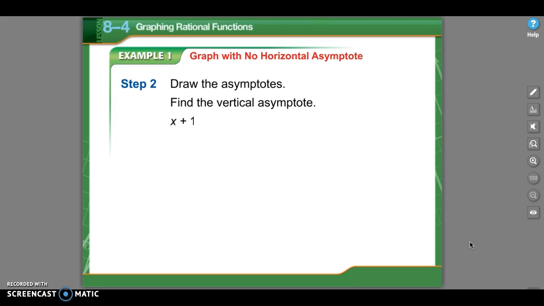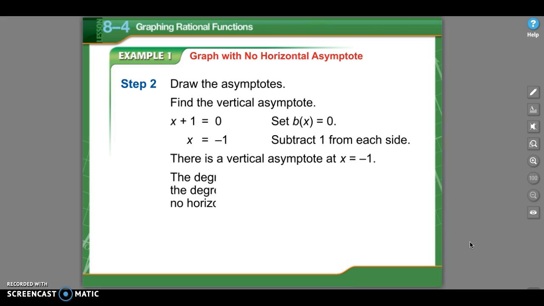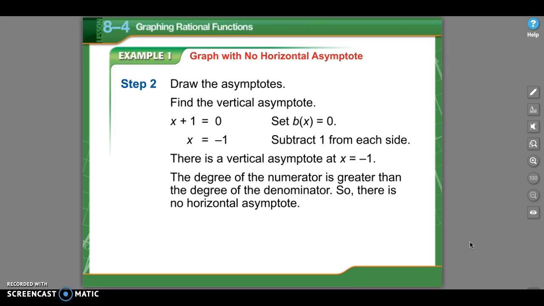Step 2, you're going to look for asymptotes. So we're going to look for a vertical asymptote, and we know the vertical asymptote is when the denominator equals 0. Our denominator was x plus 1. So we're going to solve that equation for x, and we get x equals -1. So there's a vertical asymptote at x equals -1.